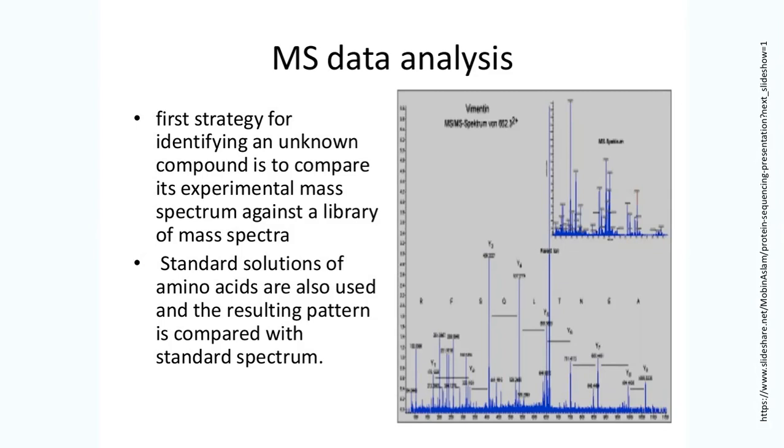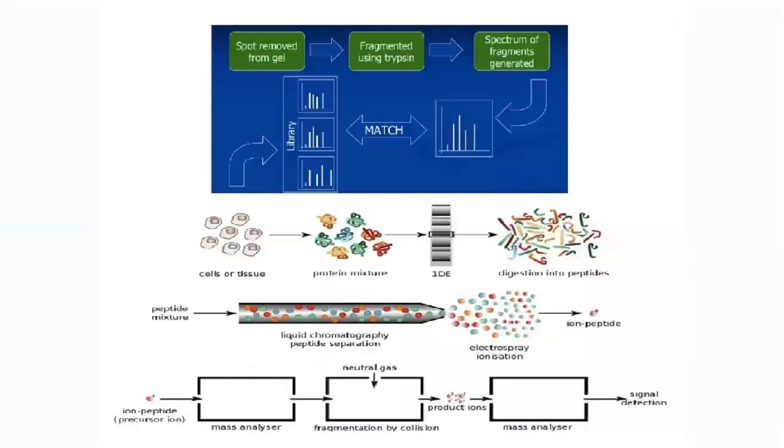So the standard solutions of amino acids are also used, and the resulting pattern could be compared with the newly generated data, compared with the already known spectrum produced from the standard compounds. So that is how the data is being analyzed. And as I said earlier, Edman reagent and this Edman reaction is found to be highly suitable for polypeptide chains having up to 40 to 50 amino acids.